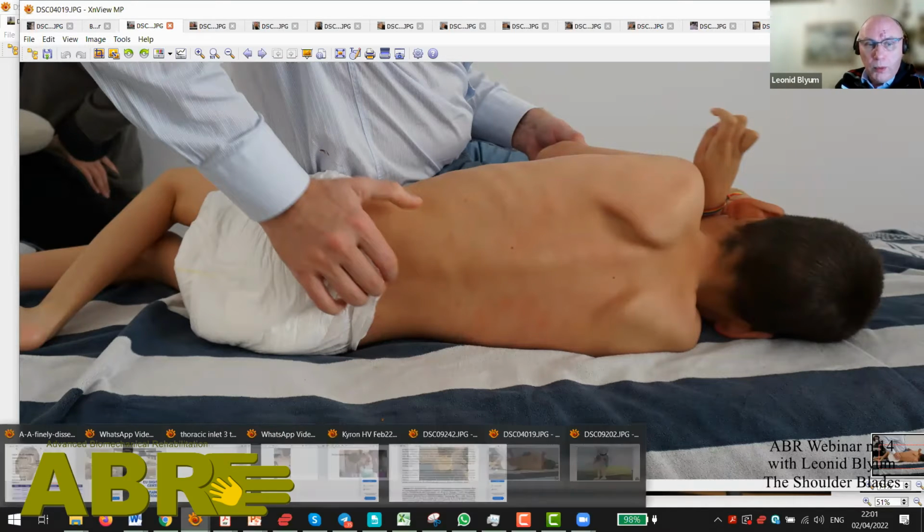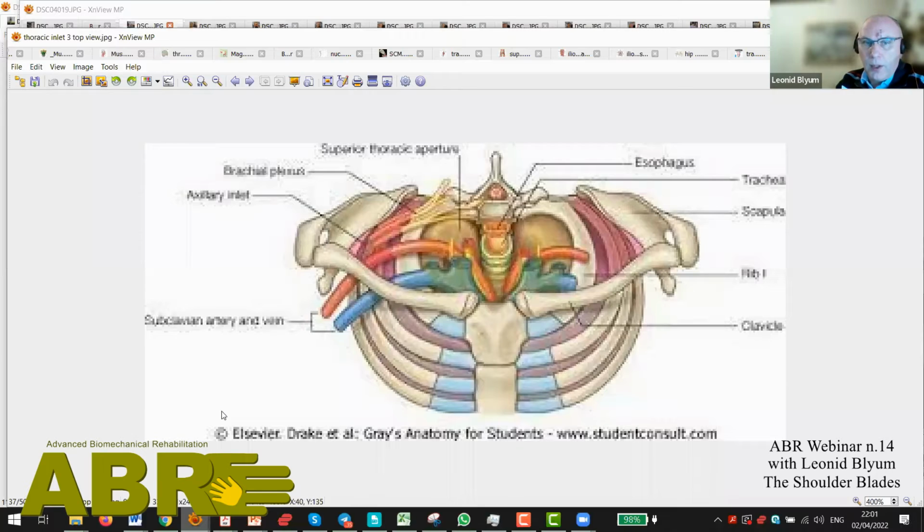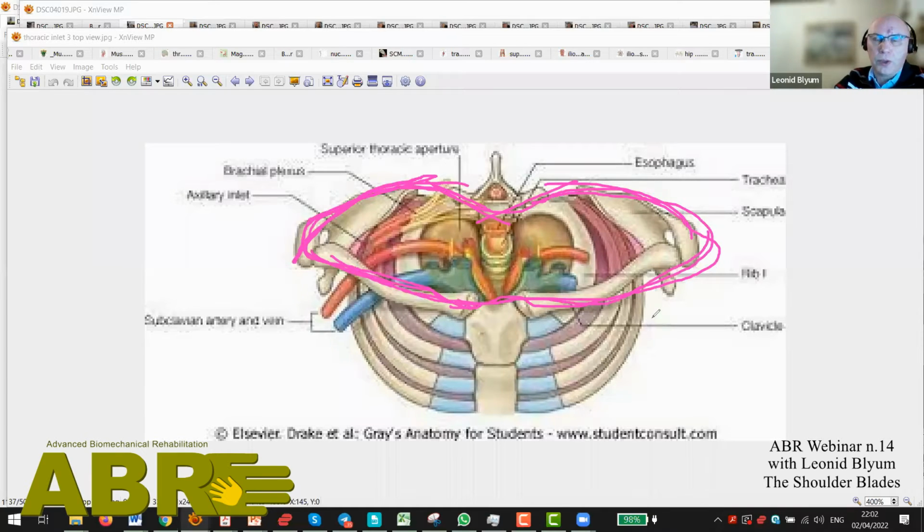So before we move there, let's have a look at the whole shoulder girdle from the top. Right, so you see this is the top view. It's very important to understand that when we discuss the shoulder blades, the shoulder blades are part of this total girdle, right? So you see the girdle means the circle, the loop which is linked through, and that works together as a unit of connection.